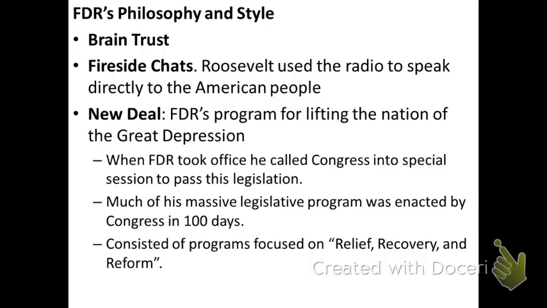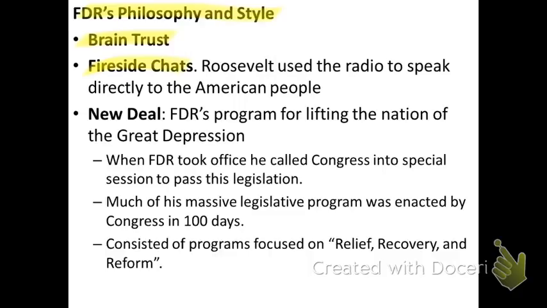Let's go to our next one. FDR's philosophy and style. His brain trust. FDR brought in a group of academics, a group of experts in their field, in the theory of their fields, as his cabinet, and they provided new ideas for programs to help lift the nation out of the Great Depression. In addition, he had his fireside chats.